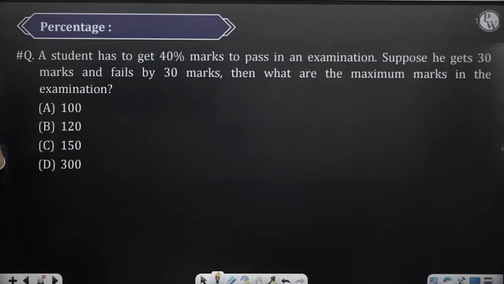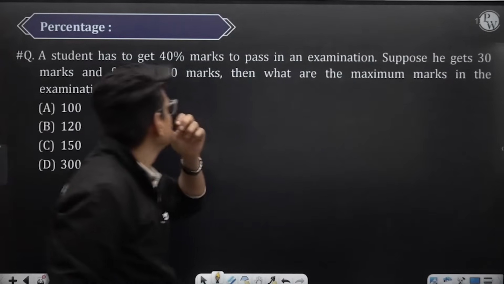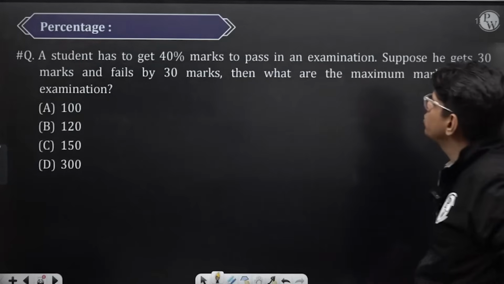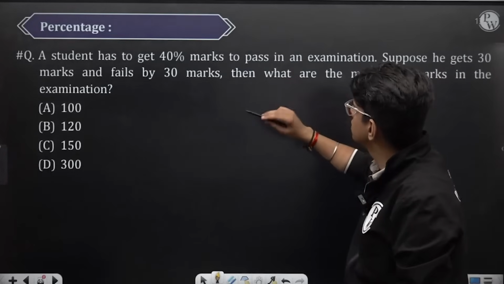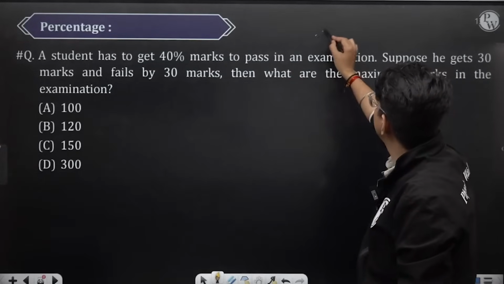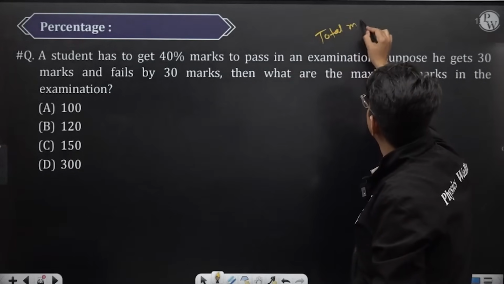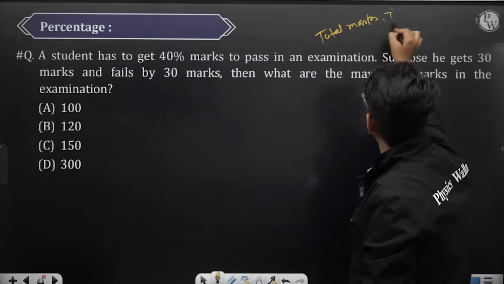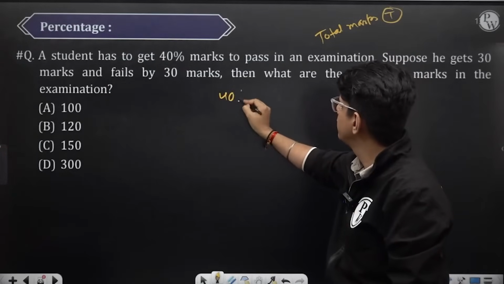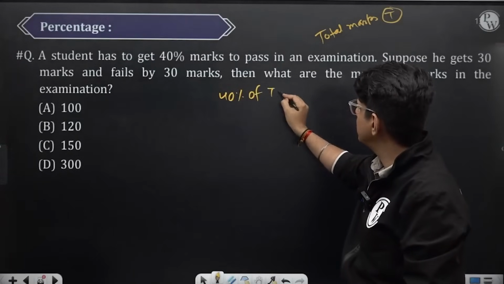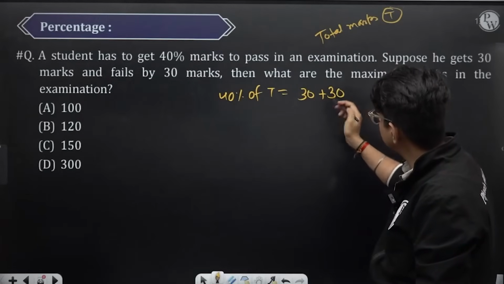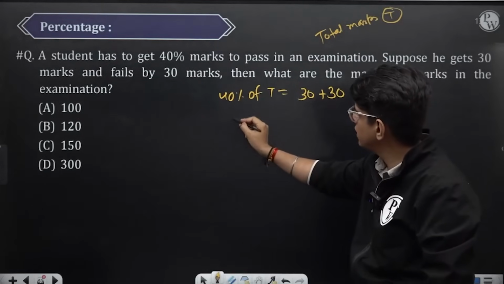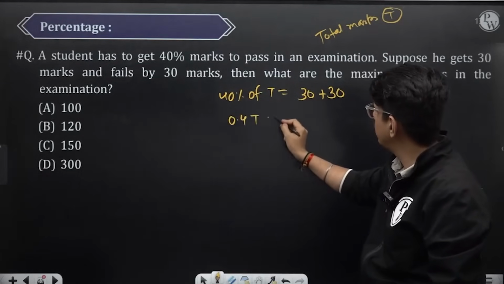Next, a student has to get 40% marks to pass in an examination. Suppose he gets 30 marks and fails by 30 marks. So if the total marks in the examination are T, then 40% of T equals what he got, 30, plus the 30 he failed by. So this is the passing marks. This is nothing but 0.4 T equals 60.